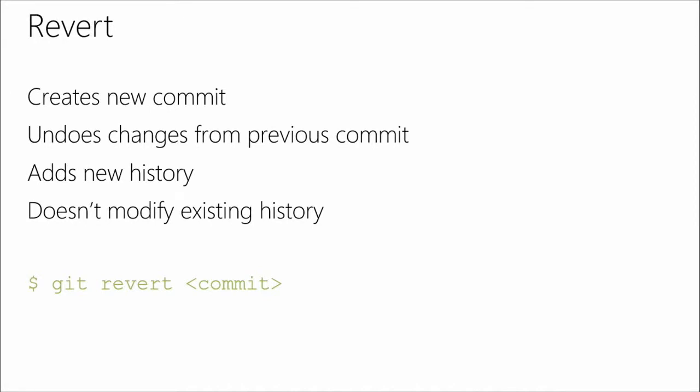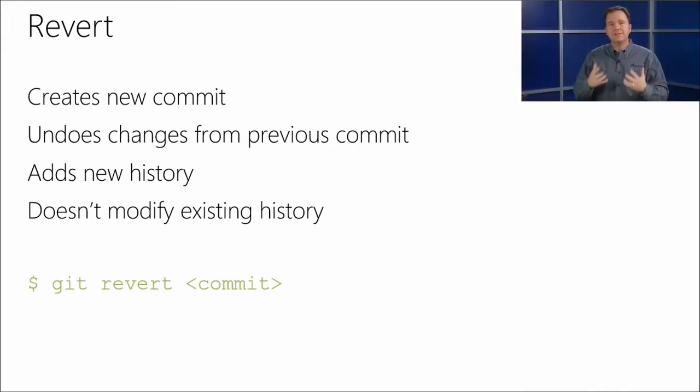Revert. Revert creates a new commit, and it's basically a compensating transaction. This is what you have in Team Foundation version control. So you've got some code, you change the code, and you're like, uh-oh, I want to go back to this previous version. In Team Foundation version control, it creates a new check-in that basically undoes all the stuff you did. It's a compensating transaction, a compensating check-in for that. Adds new history, doesn't modify existing history. It just reverts it back.